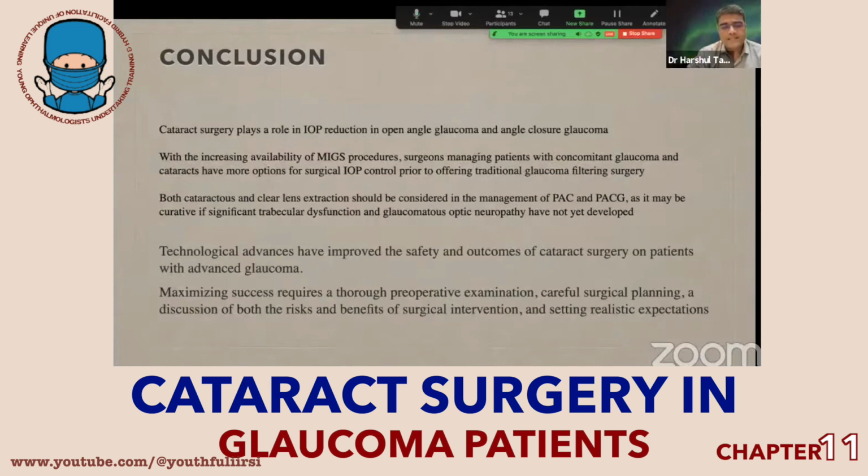Technological advances have improved the safety and outcomes of cataract surgery in patients with advanced glaucoma. We can maximize success through good preoperative examination, careful surgical planning, discussion of both the risks and benefits of surgical intervention, and setting realistic expectations.